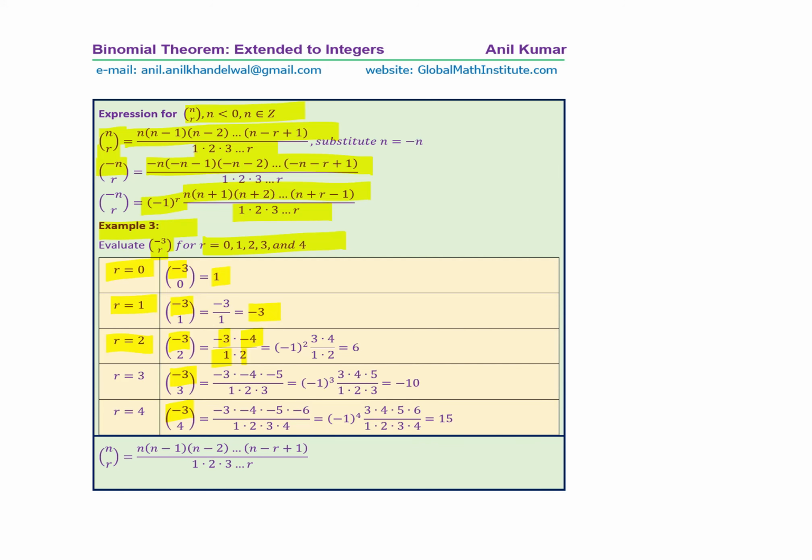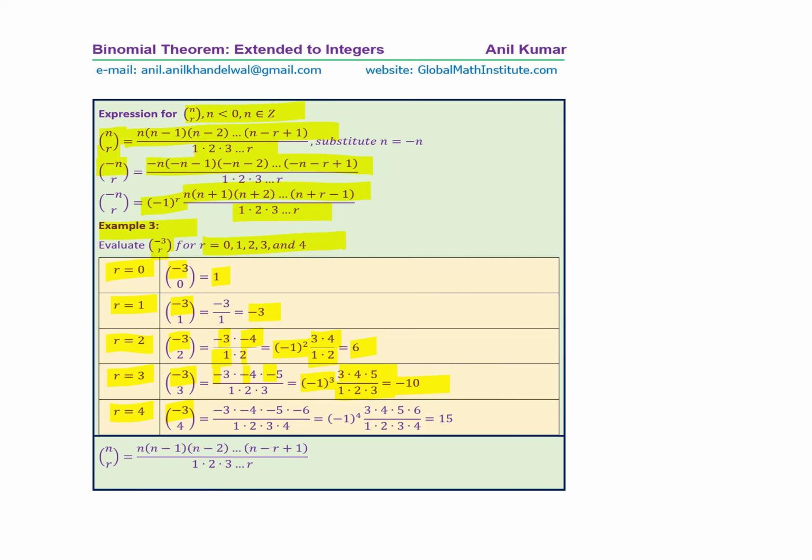When you simplify this, there are two negatives. So (minus 1) squared, and then the numerator is 3 times 4, the denominator 1 times 2, which reduces to 6. When r is 3, we know there are three negative terms. So we get (minus 1) cubed as the multiplier. So a negative number is expected as a result. We have to multiply 3, 4, and 5 in the numerator, divide by 1, 2, and 3 to get the result, which is minus 10.